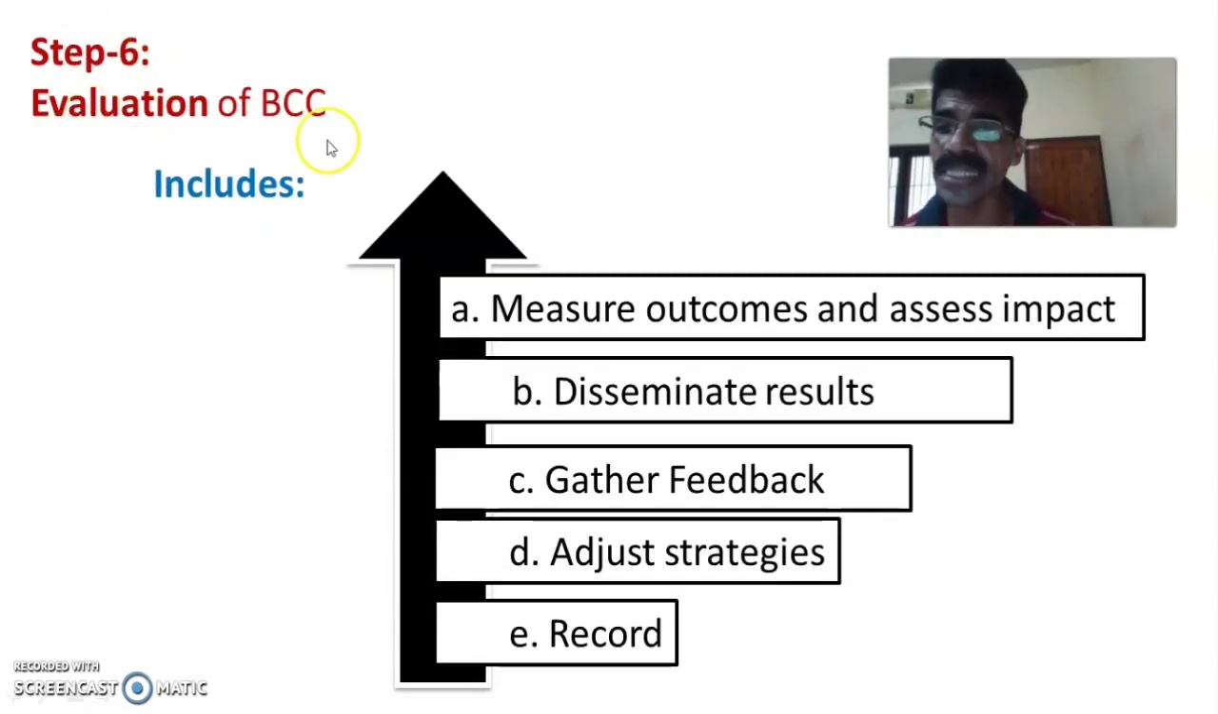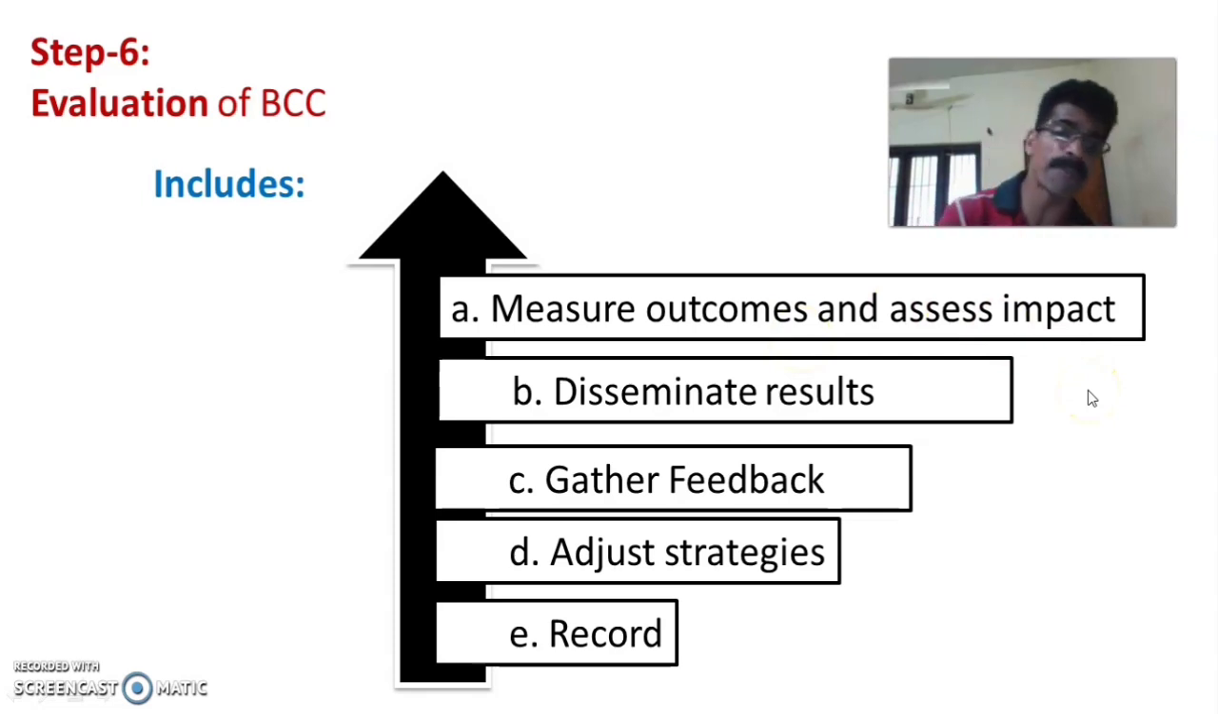Then the sixth step is evaluation of BCC. After implementation, we have to continuously or periodically evaluate the effectiveness of the BCC. It includes measuring the outcome and assessing the impact of the BCC activities. Then disseminate the result of the BCC. Disseminate is nothing but communicating the result to other members.